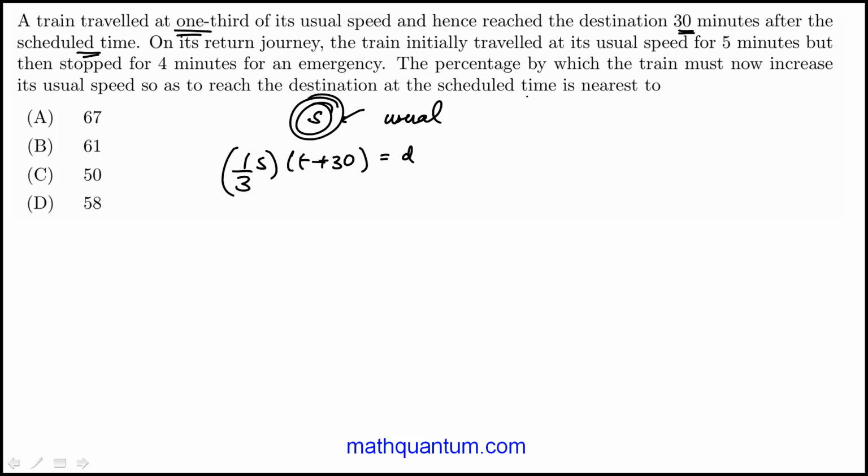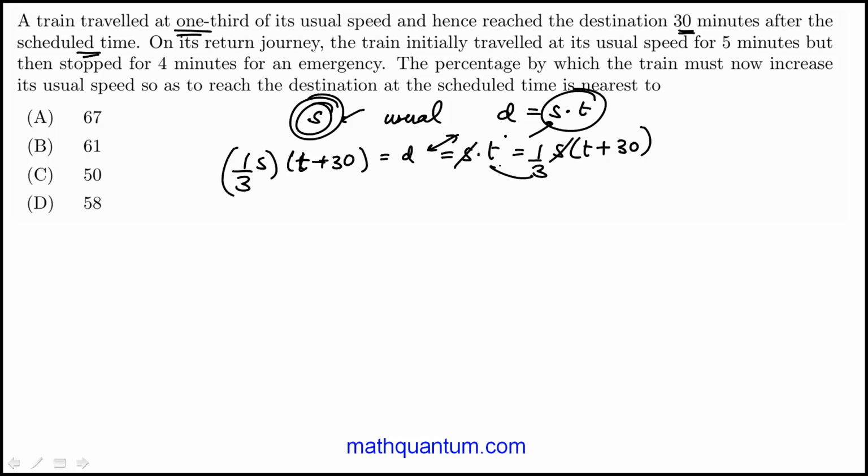And so our base case here is that distance is traveled at the usual speed times the scheduled time. So those are my two equations, and I can equate them. D is s times t, and see what simplification happens. If you look at this, the s part, or the speed of the train, drops. And if I multiply this by 3, you get 3t is t plus 30.